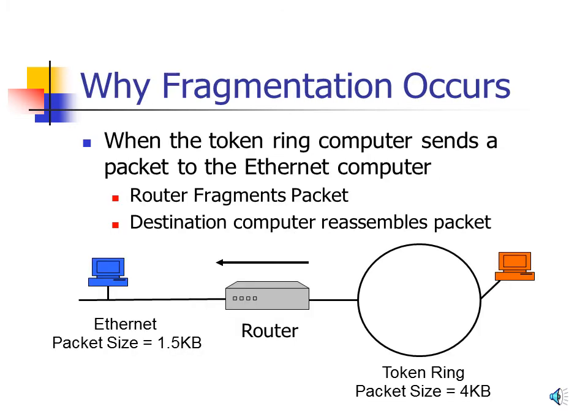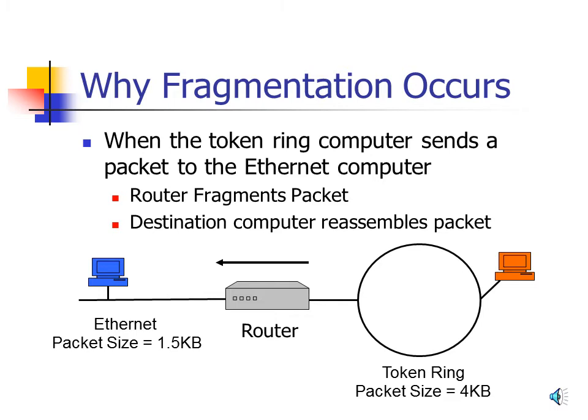Why fragmentation occurs? Now, in this example, we have two different networks interconnected by a router. Now remember, the maximum packet size or frame size is determined by the data link layer protocol. An Ethernet packet, by specification, can be a maximum of about 1.5K. In the case of token ring, it can be 4K or bigger, but we're going to say in this case our token ring network has a maximum packet size of 4K.